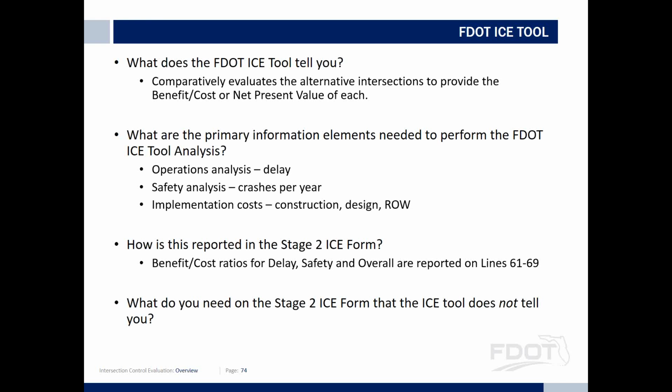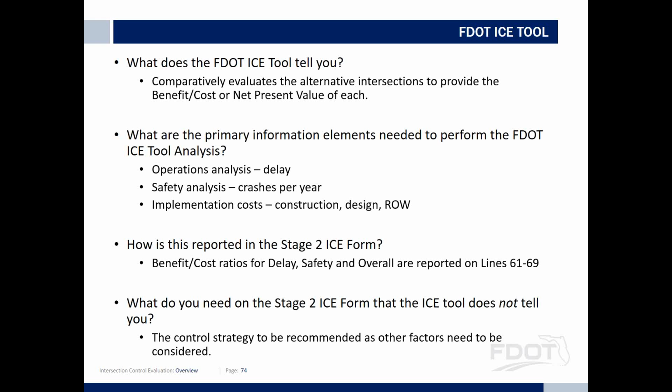And what you need on stage 2 ICE forms that the ICE tool does not tell is the total control strategy to be recommended, as other factors need to be considered. So if there are some, I would say, near or close BCs, and you're not sure which one to use, then you would go to stage 3.